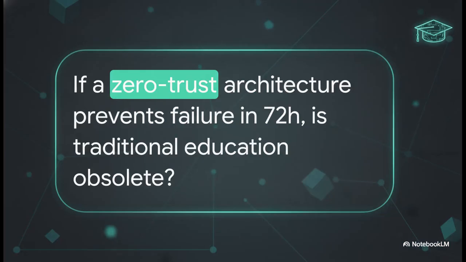So, I'll leave you with this final thought. If a zero-trust architecture can accurately predict and prevent academic failure within a mere 72 hours, is traditional education totally obsolete in the face of modern vulnerabilities? It is genuinely fascinating to see how cutting-edge multi-agent AI can drive such profound social impact.